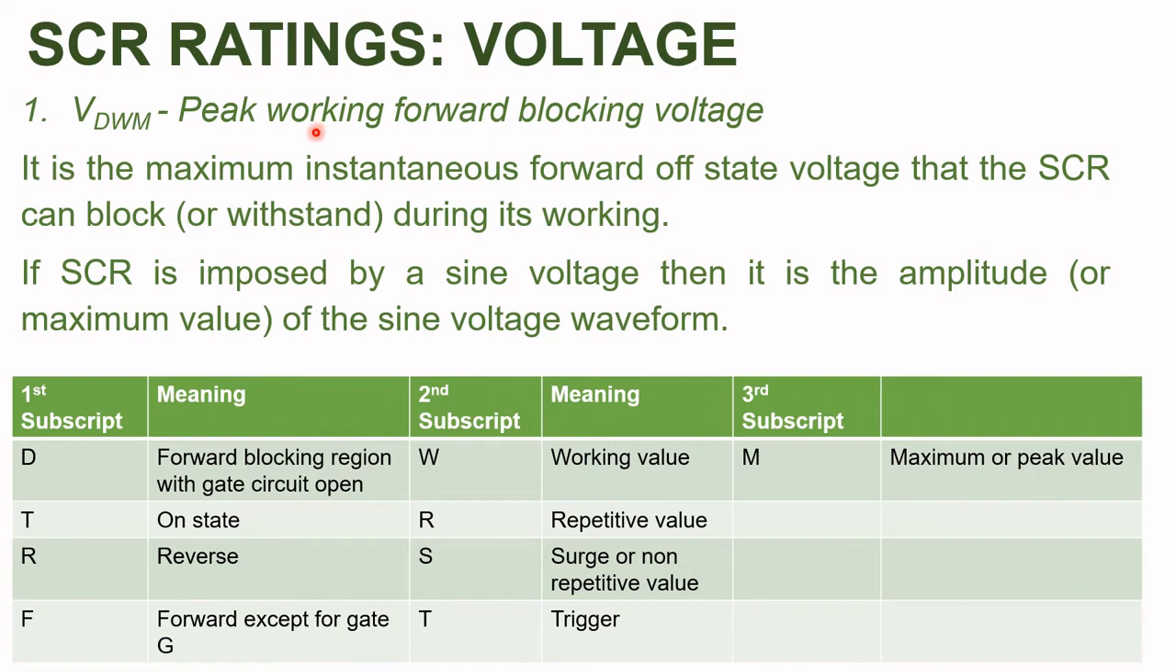So it is defined as the maximum instantaneous forward off state voltage that the SCR can block or withstand during its working. That means if SCR is imposed by a sine voltage, then it is the amplitude or the maximum value of sine voltage that the SCR can block under the forward biased condition with gate circuit open.